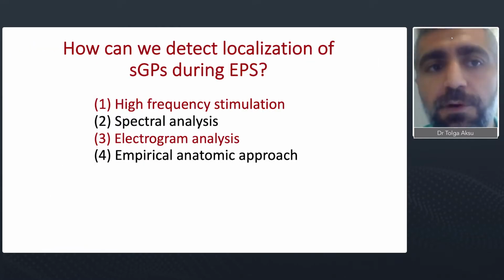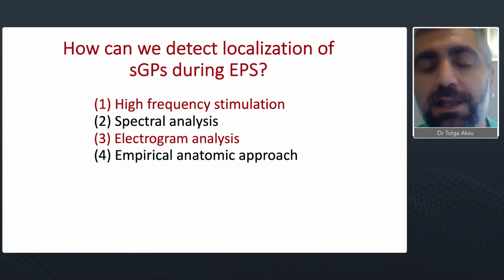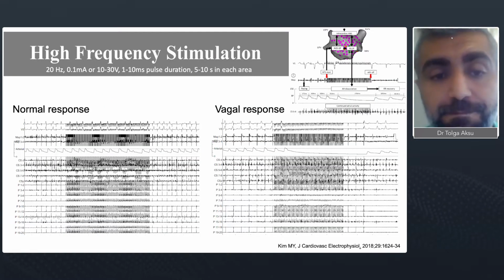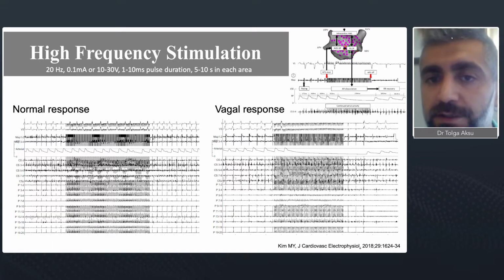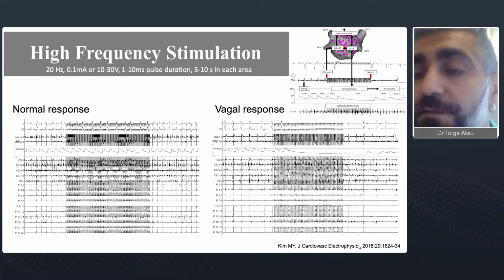And as another important question, how can we detect the localization of GPs during the electrophysiological study? Different groups use different techniques, but mostly we use high-frequency stimulation or electrogram analysis. Basically, during high-frequency stimulation, by using different techniques, you should try to find positive vagal response sites.